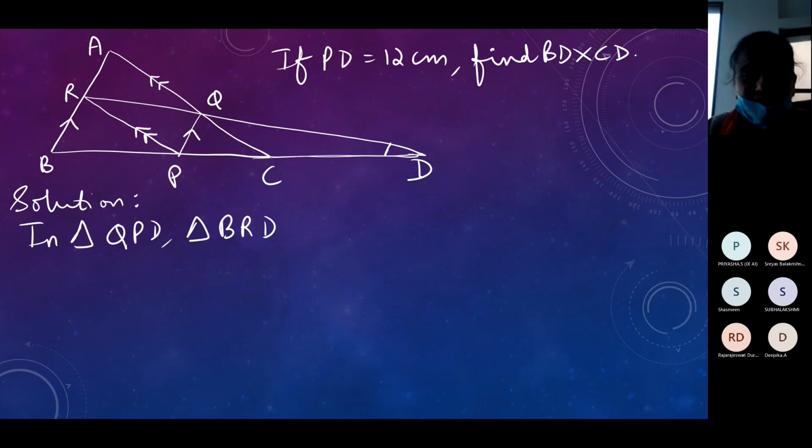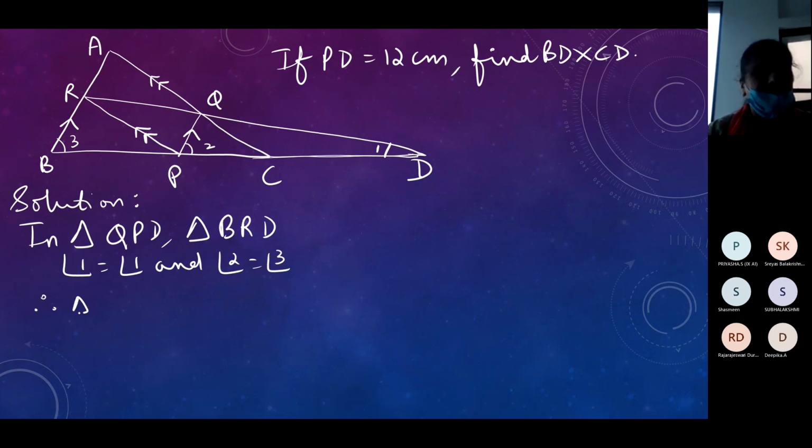Okay, so here, let me mark this. This is angle 1, the common angle. Angle 1 is common, and then angle 2 is equal to angle 3. Corresponding angles are equal. So in these two triangles, angle 1 is common, and angle 2 is equal to angle 3, corresponding angles are equal. So therefore, triangle DPQ is similar to triangle DBR. Very good. Double A similarity criterion.